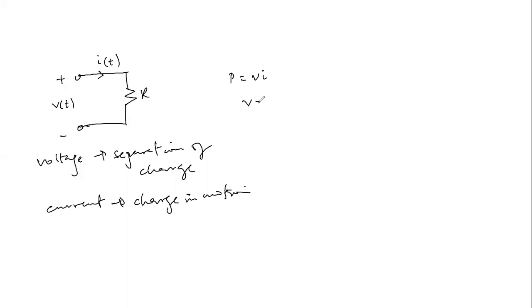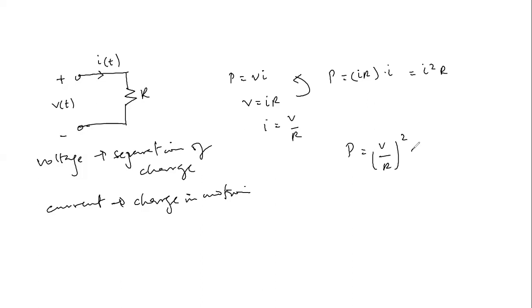And we also know by Ohm's law that V is the same as IR, okay? So once we plug that in, we see that power is the same as IR times I, which is I squared R, okay? And from this, we also know that I is the same as V over R, right? So if we plug that in, then P is the same as V over R squared R, which is V squared over R squared R. Then this truncates this, so the power is V squared over R.